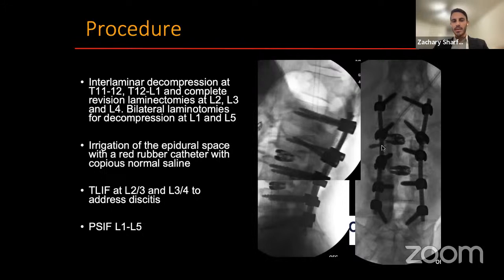He also underwent transforaminal lumbar interbody fusions at L2-3 and 3-4, and in that way we debrided the disc space, addressed the discitis there, and were able to, from a single operation in a very sick guy, reconstruct the anterior column and ensure that in case he was not able to go back to the operating room, we've addressed his stability in that way. Finally, we fused him from L1 to L5.